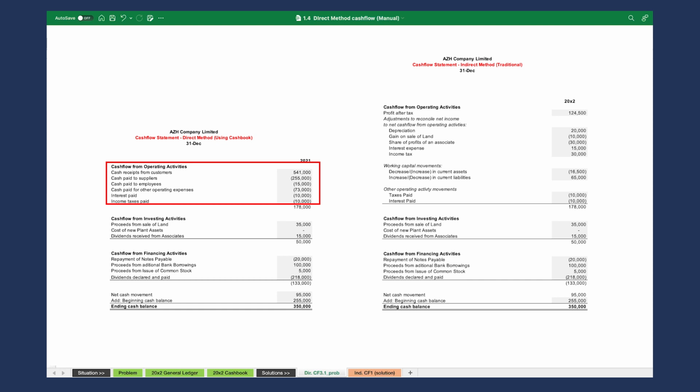And that's it actually for the video. I hope you found this super helpful. Remember that you can use this approach when the cash transactions are few and can be analyzed without spending too much time and effort on it.